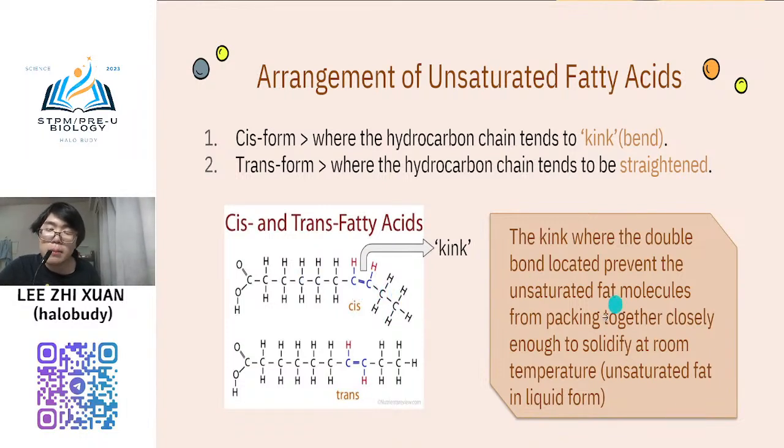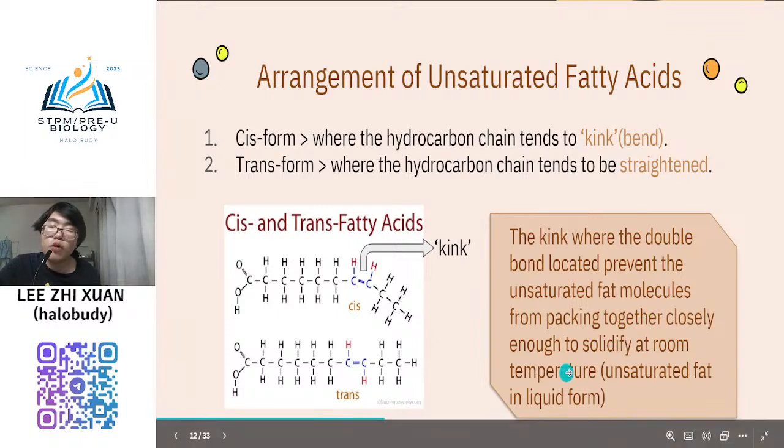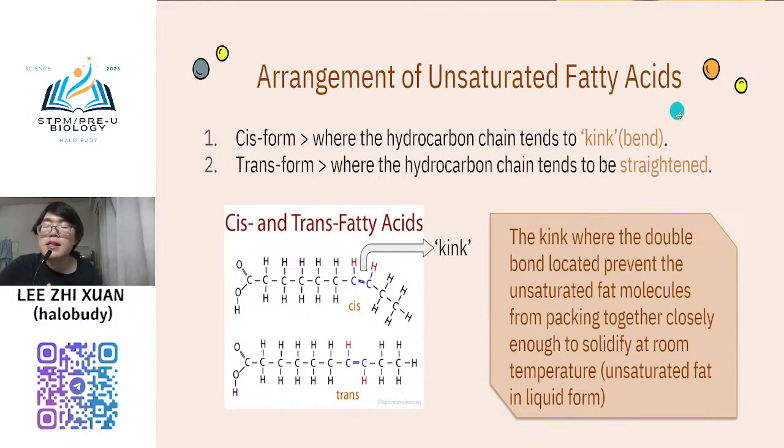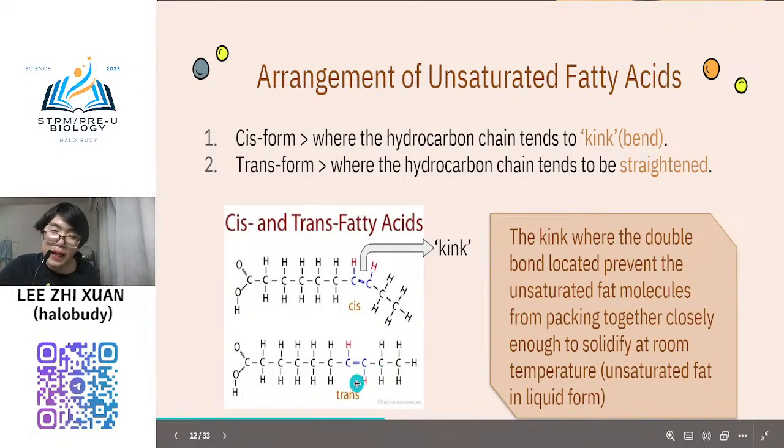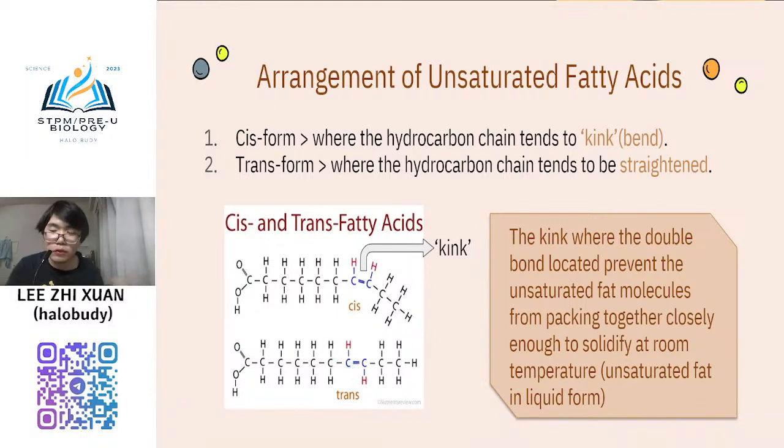And then this is very important in terms of the plasma membrane. Later you will see it in the plasma membrane. This structure has an important function because it can prevent the unsaturated fat from packing together closely and solidifying at room temperature. So that is one of the reasons why unsaturated fatty acid is liquid at room temperature. But if the unsaturated fatty acid is in the trans form, meaning that the hydrogen atoms are on different sides, it will be like the saturated fatty acid, a straight chain.